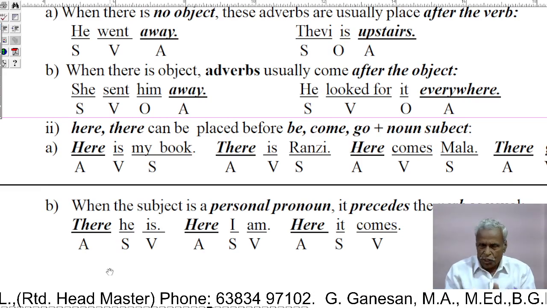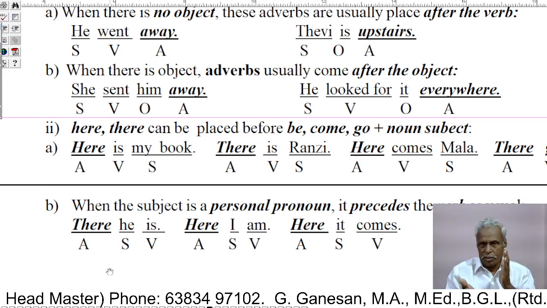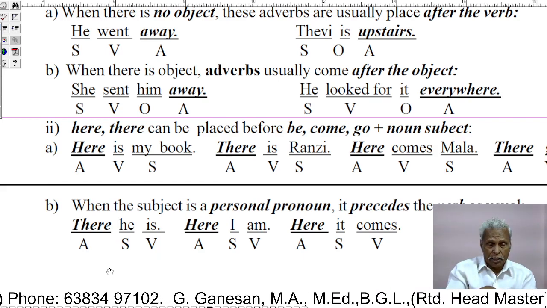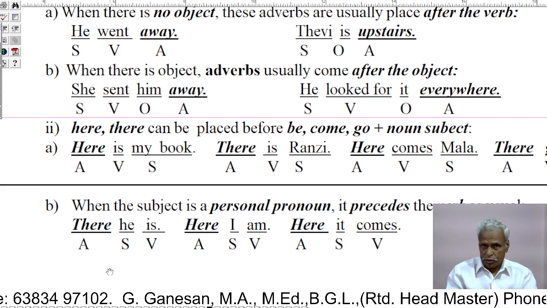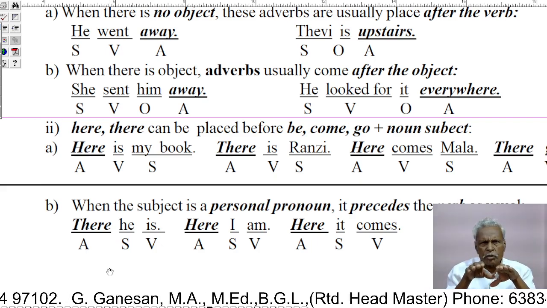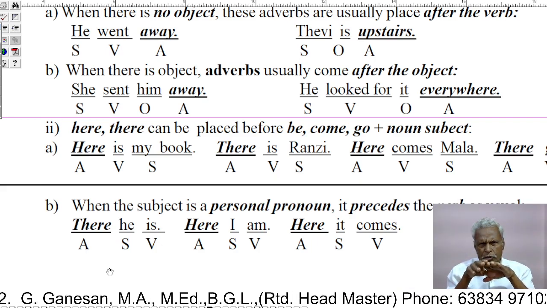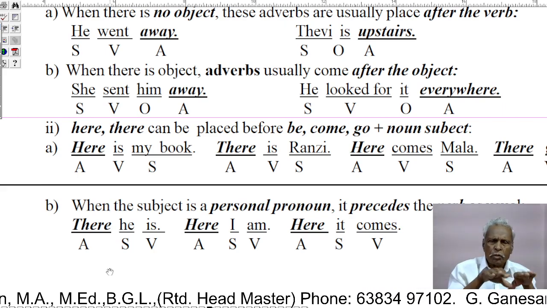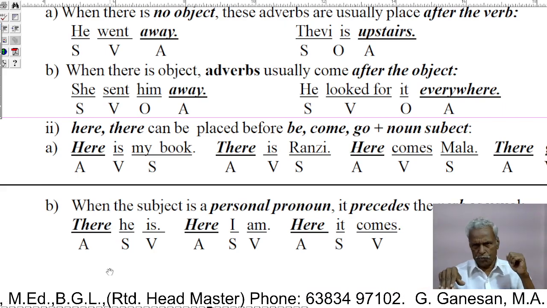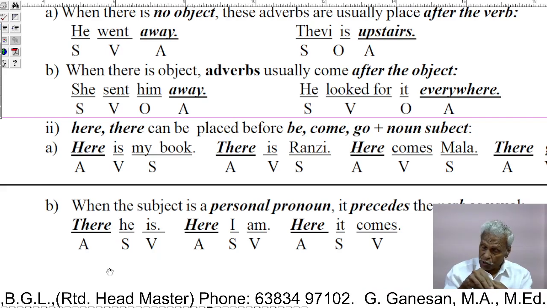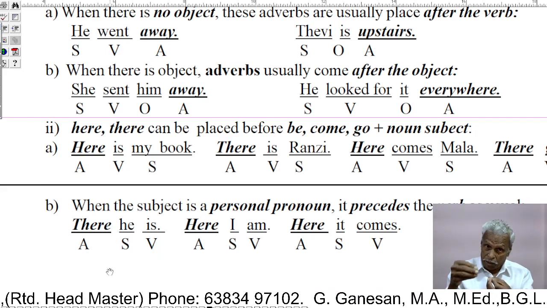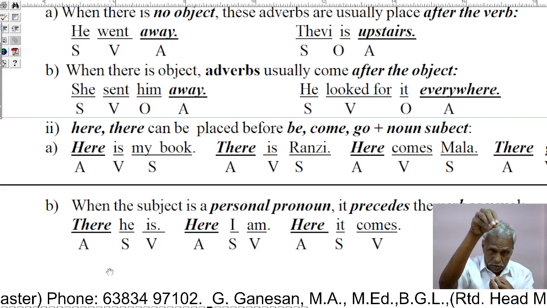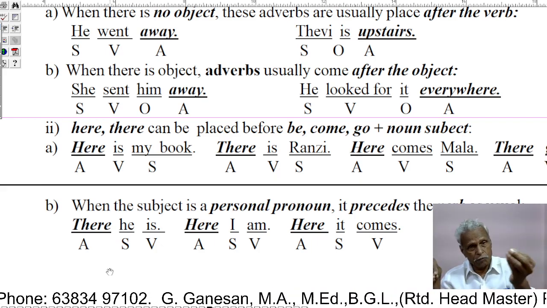When there is no object, the adverb can be placed after the verb. When there is an object, the adverb of place is normally placed after the object. When there is no object, the adverb of place is placed after the verb.